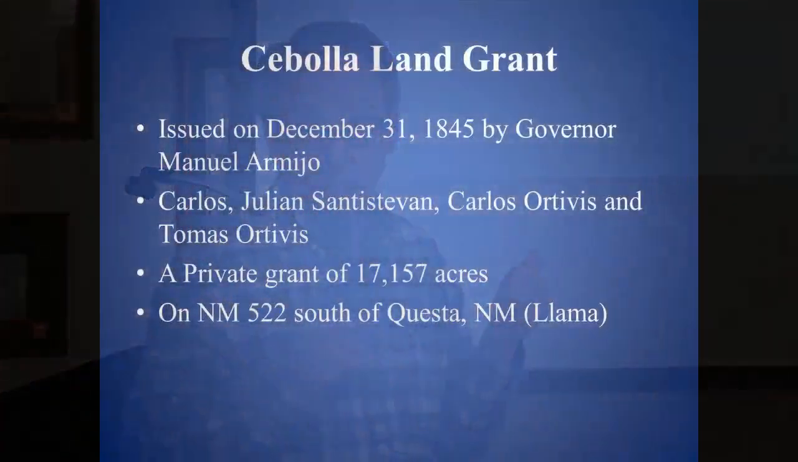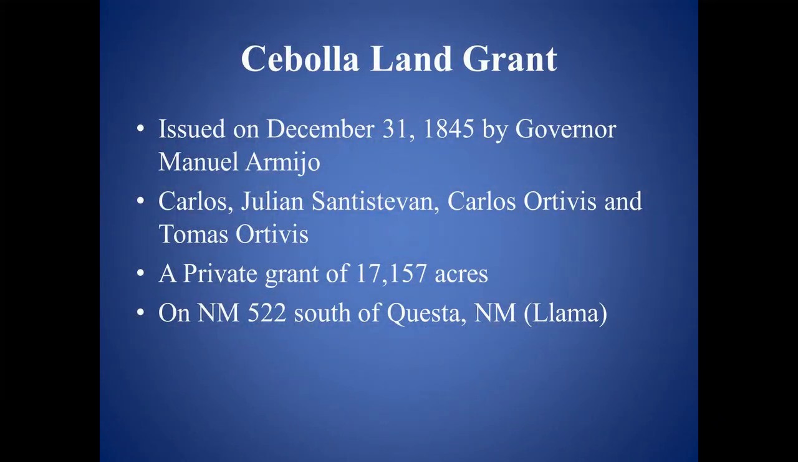This is the grant that I was telling you about earlier that George has in his book, the Savoya Land Grant. And the Savoya Land Grant, as we're going south from Questa and rising up the hills, is called La Lama now, and that's where the Savoya Land Grant was. It was issued, as you can see, in 1845 by Governor Manuel Armijo to Carlos Santisteban and Julian Santisteban. Carlos is the son of Julian, and Carlos Ortiviz and Tomas Ortiviz. And we know who the Ortivizes are, right?